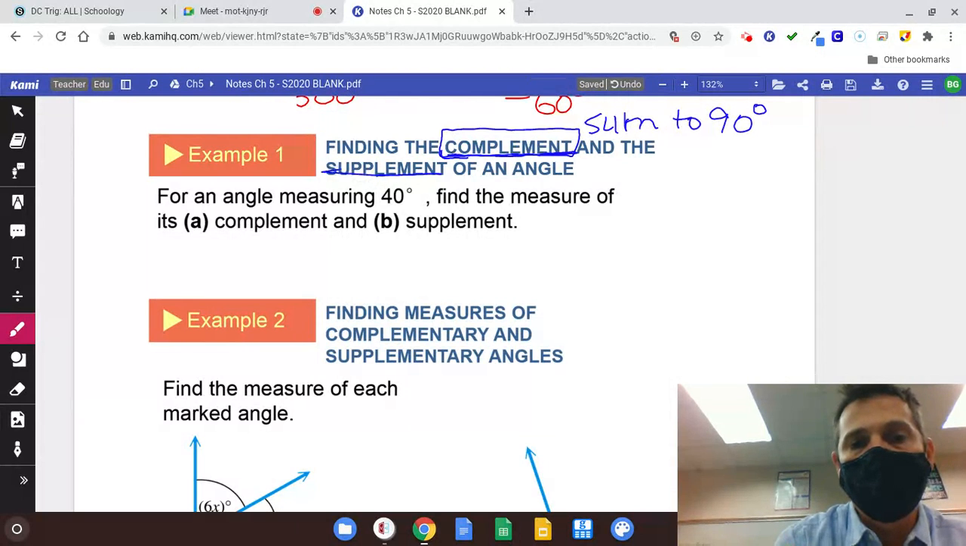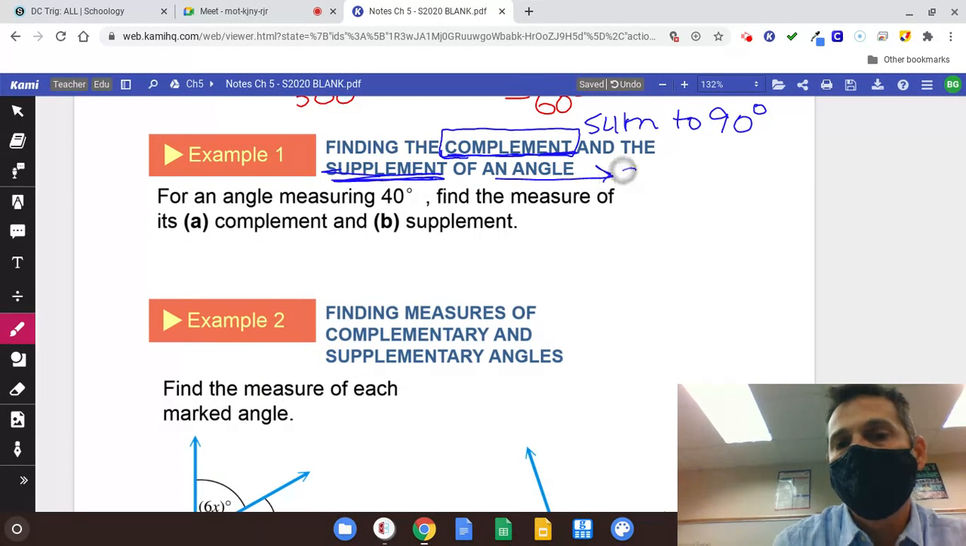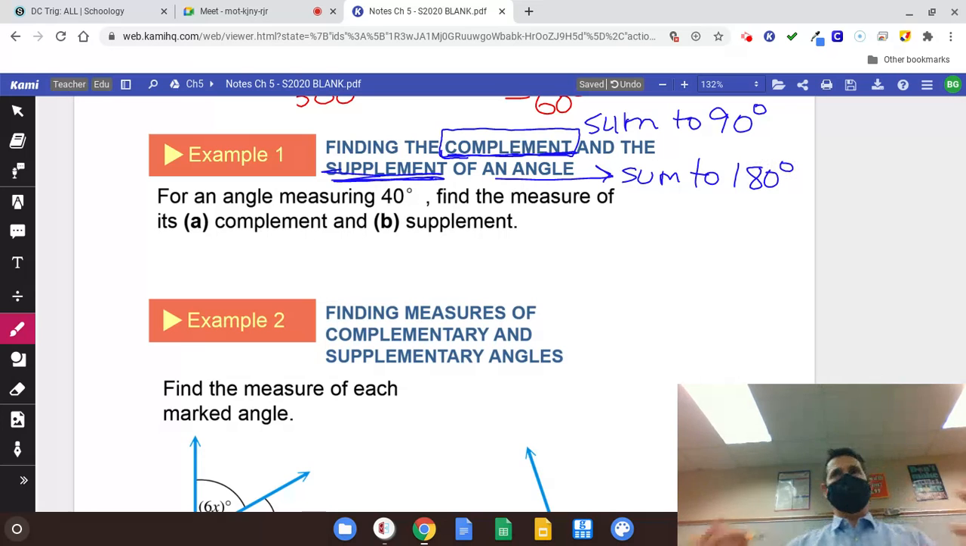Supplementary angles. Anybody remember what supplementary angles do? Right. Sum to 180 degrees. Memorize that. Okay, you need to know that. You need to have that. Okay, because there's going to be questions that ask you about a complement or a supplement. It's going to come up.